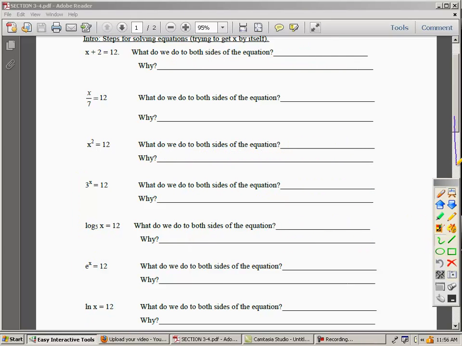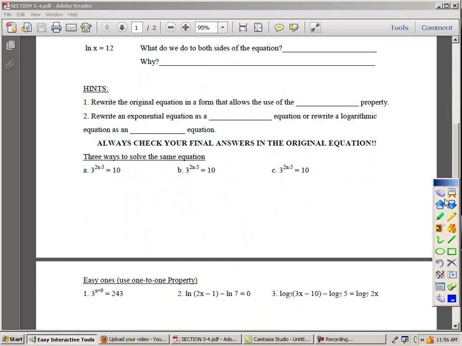Okay, so let's actually get into some examples. We're going to give you a few hints first. First, rewrite the equation so it allows us to use the one-to-one property. And we talked about this in a couple of the sections. The one-to-one property is going to be huge for us. The second thing, again, we're going to rewrite an exponent as a log, or we're going to log both sides, or write a log equation as an exponential equation, or exponentiate each side.